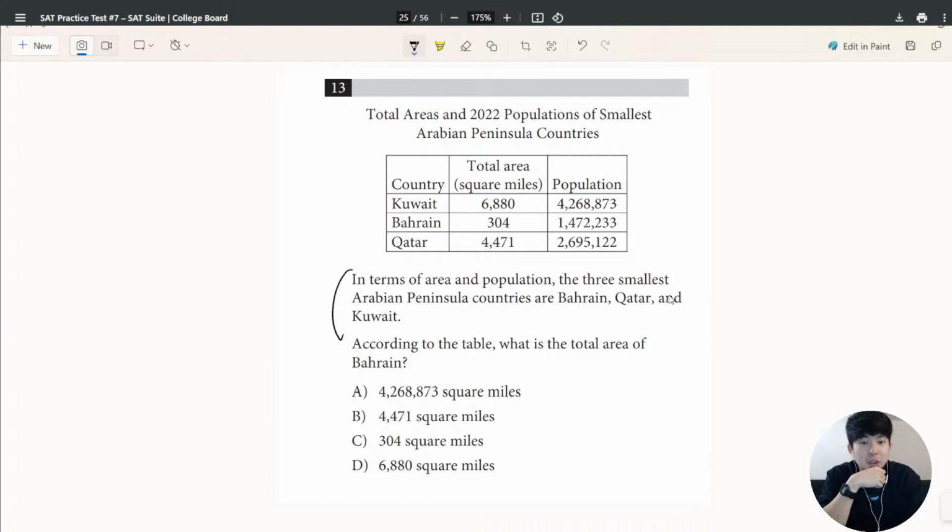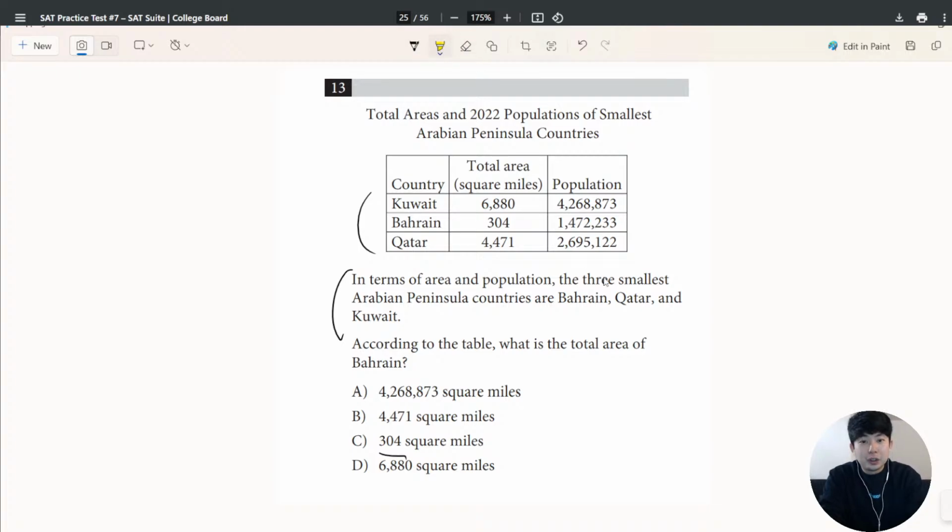The 3 smallest countries are Bahrain, Qatar, and Kuwait. So what is the total area of Bahrain? This one is literally just, am I reading this correctly? You may say, oh, Jay, why are you even going over this question? Because this illustrates how people get these things wrong, spending too much time. So this is a really useful question for me to demonstrate the speed you can get up to if you get good at this in terms of elimination.